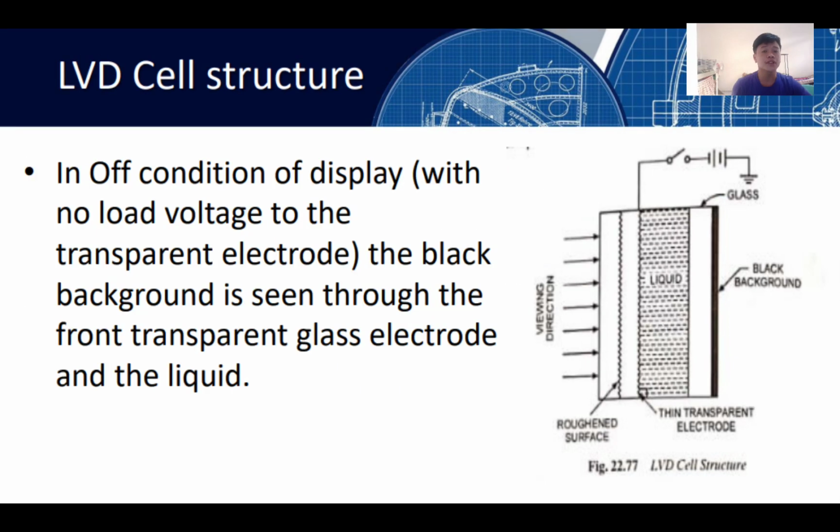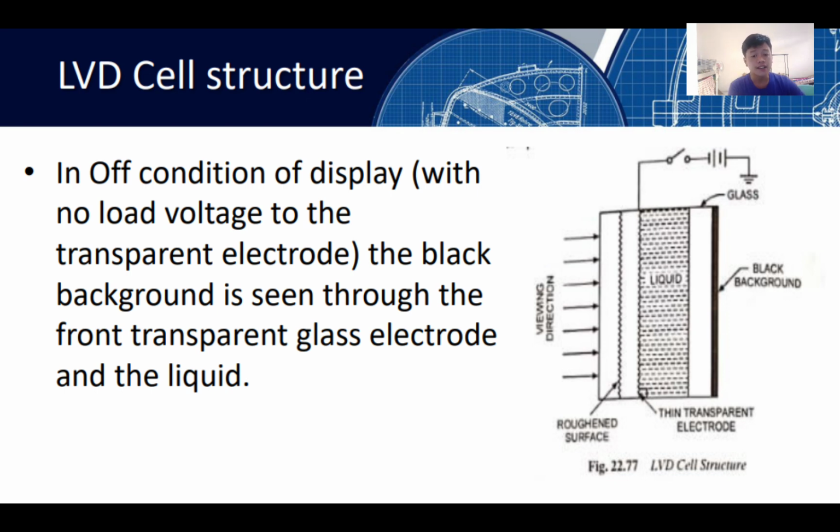So we have here two conditions: the off and on conditions. What is the off condition of the display? If you talk about the off condition, no voltage is applied to the transparent electrode. The black background is seen through the front transparent glass electrode and the liquid.